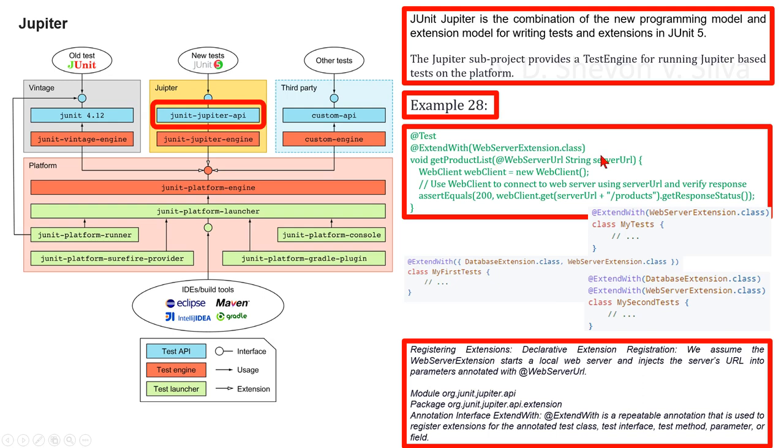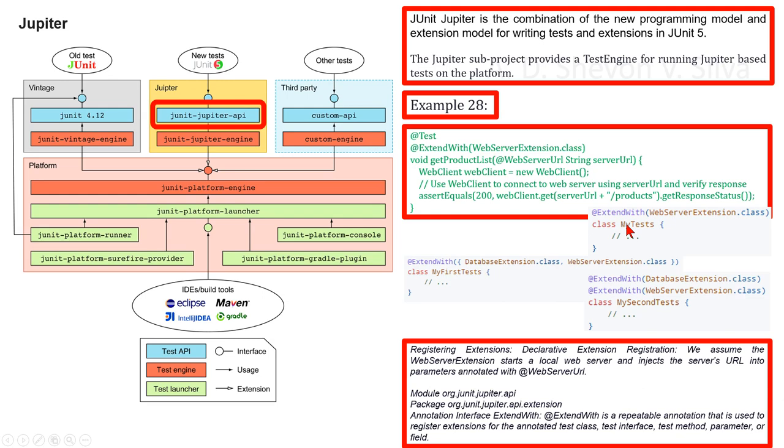For example, to register the WebServerExtension for a particular test method, you would annotate the test method as follows. We assume the WebServerExtension starts a local web server and injects the server URL into parameters annotated with @WebServerUrl. To register the WebServerExtension for all tests in a particular class and its subclasses, you would annotate the test class as follows.